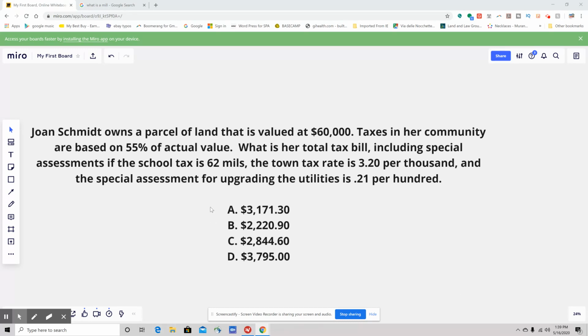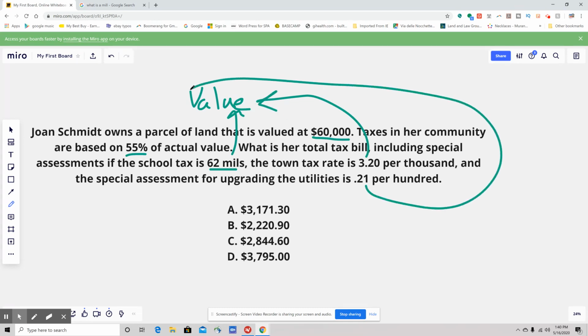What's probably confusing you is we have mils, one rate that's per thousand and one rate that's per hundred. Let's break each one of these down to numbers that we can simply multiply by the assessed value. Our very last step is to take the value, multiply it by 55% to get an assessed value, and then multiply each of these rates by that value.